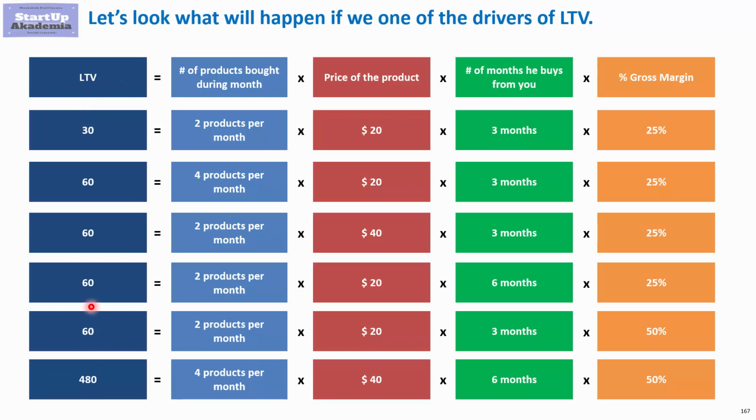So this is 480 instead of 30, and this is due to the fact that we have convinced the customer to buy 4 products instead of 2. The price is double, it's 40, and then he uses the product not for 3 months, but for 6 months. And also the gross margin, it's not 25, but 50%. We'll discuss how this can be achieved later on.